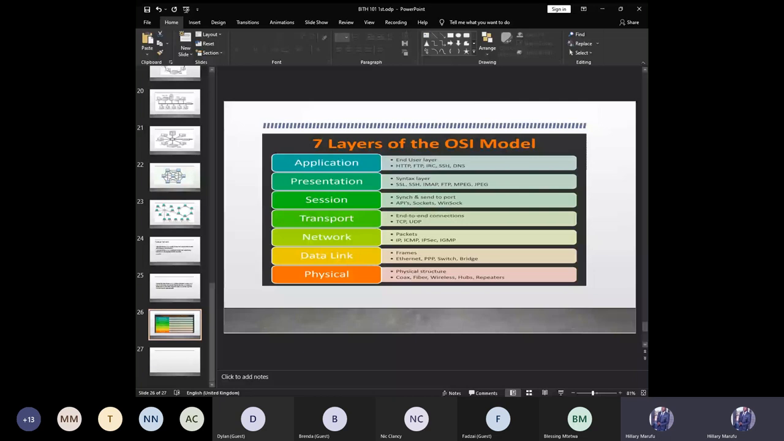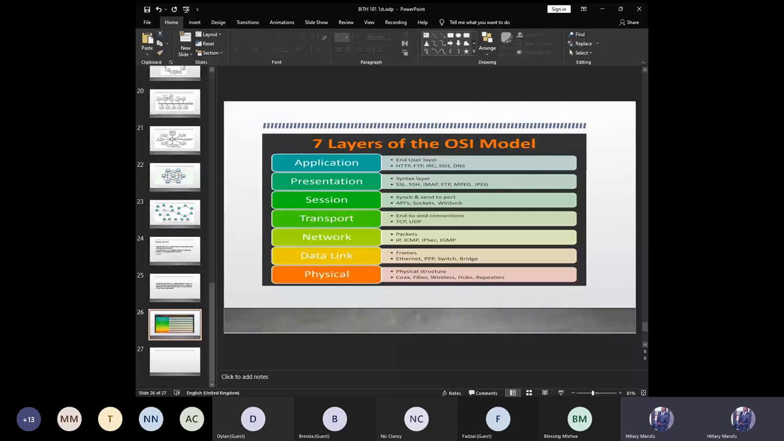That's where it's mainly concerned with how you're going to do whatever it is you're doing. If you're sending a JPEG, if you're opening an MP4, or you're trying to organize a session. So that's the presentation layer. Application now becomes the end user layer. Look at my web browser.